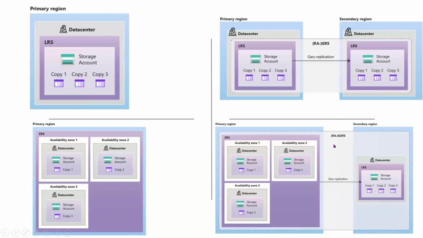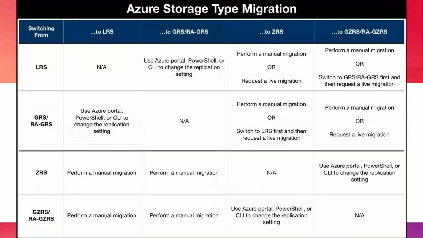The main difference between RAGZRS and RAGRS is that there is a Z component in it, the zone redundancy. The 3 copies stored in the primary and the 3 copies stored in the secondary will be stored in three different physical storage arrays, in three different physical data centers, three different physical availability zones. That's the reason for the name RAGZRS. Okay, let's get into the question.